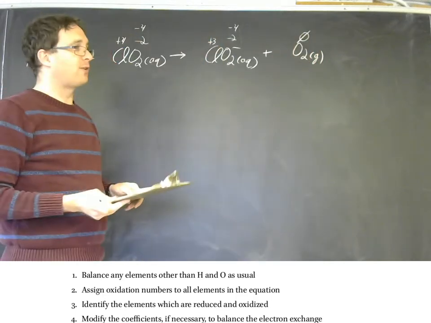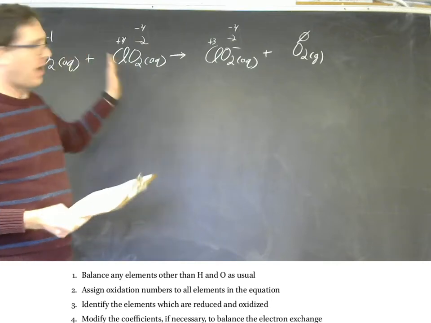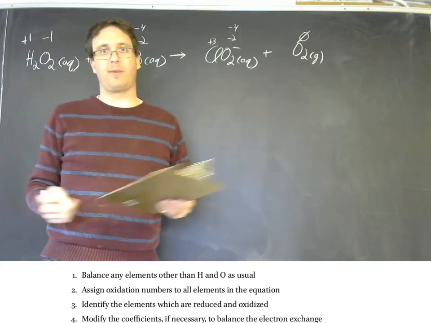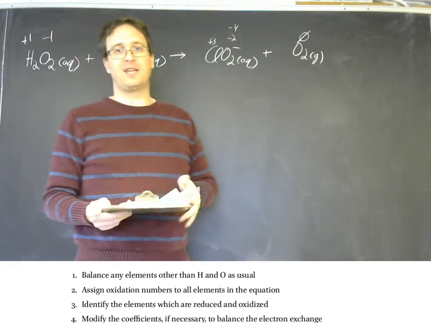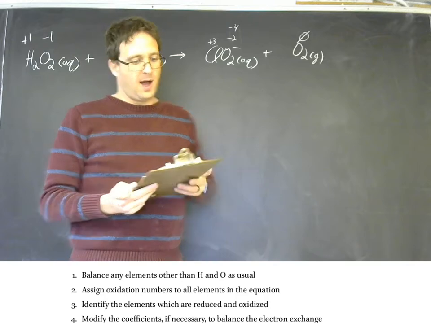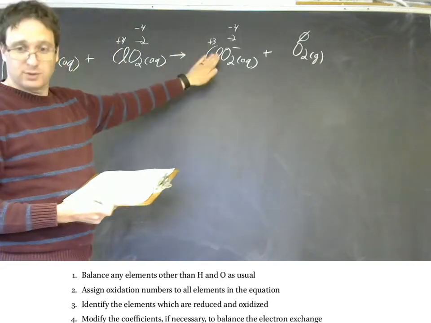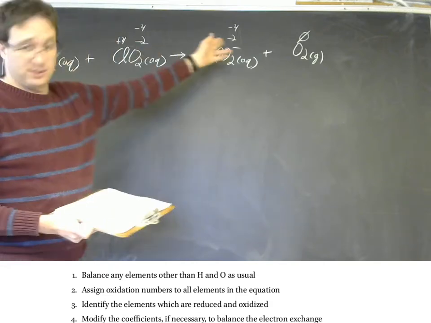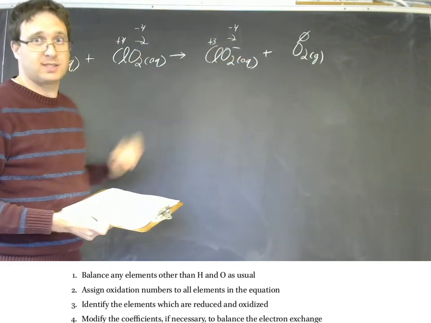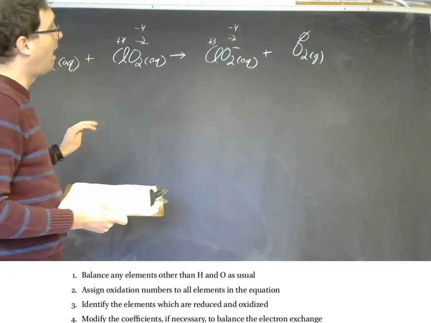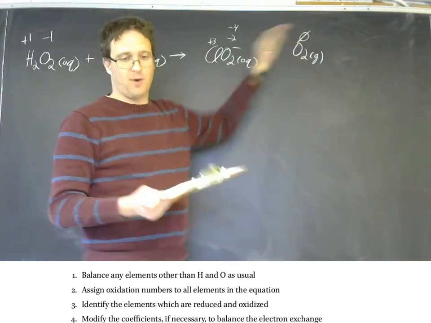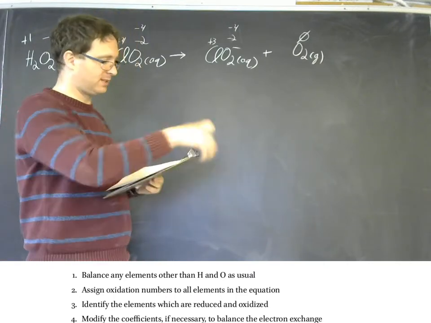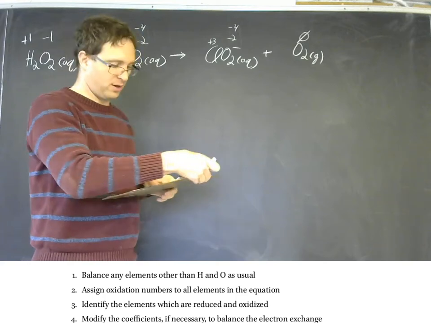We're not going to focus too much on the oxygen everywhere, and we could go crazy trying to sort everything out from the perspective of oxygen. Let's instead look at the chlorine. So the chlorine has been reduced from +4 to +3, and some of the oxygens remained the same at -2, but some of them have been oxidized to go to 0. And so we need to modify the coefficients if necessary to balance the electron exchange.